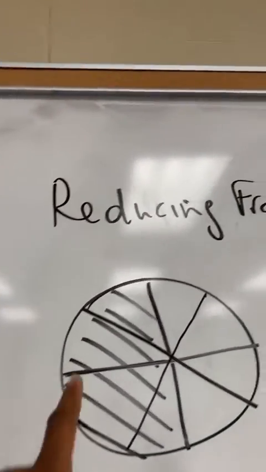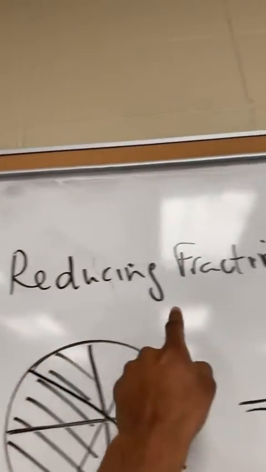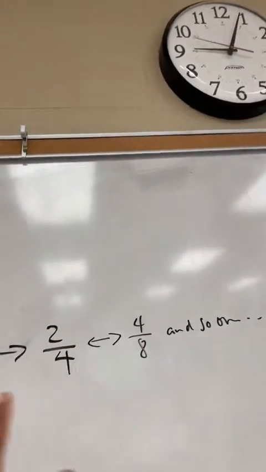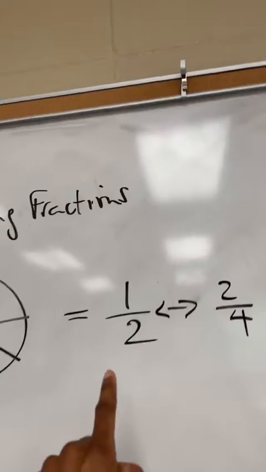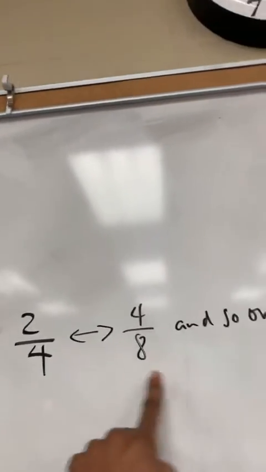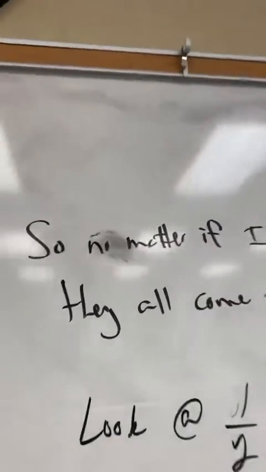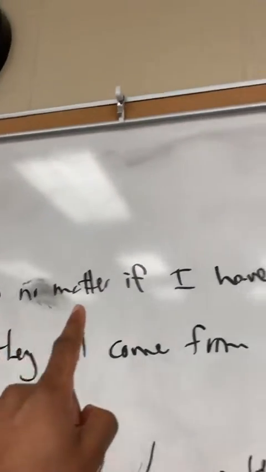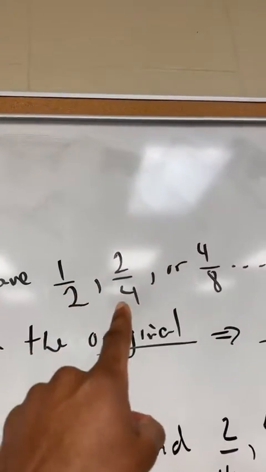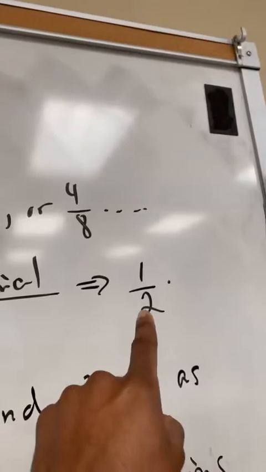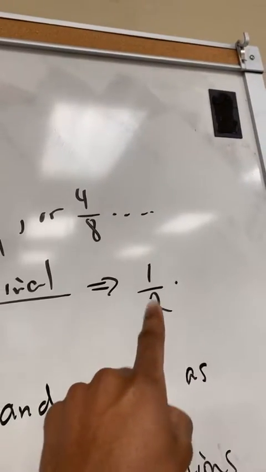So remember, what we really want to talk about today is reducing fractions, all right? What I was doing was not reducing fractions. I was just showing you how these connect to each other as you go up the ladder, right? So I want to use an analogy, all right? So here we go. No matter if I have 1/2, 2 over 4, or 4 out of 8, they all came from the original fraction, which was 1/2. That's the one I started with, the original fraction.